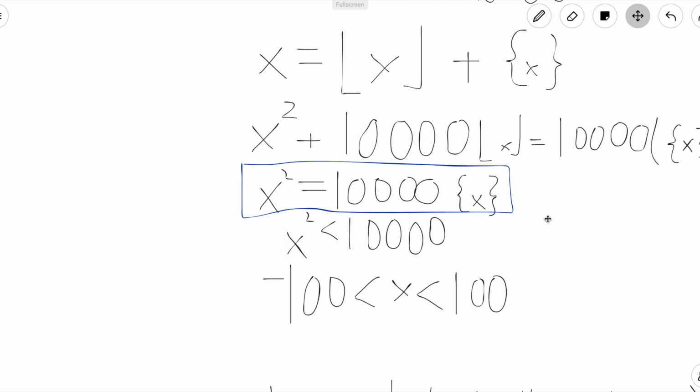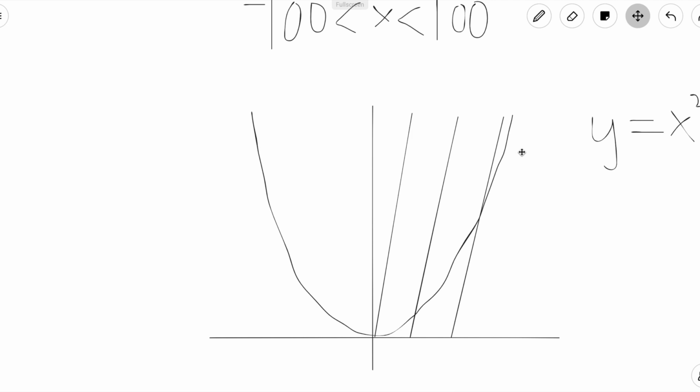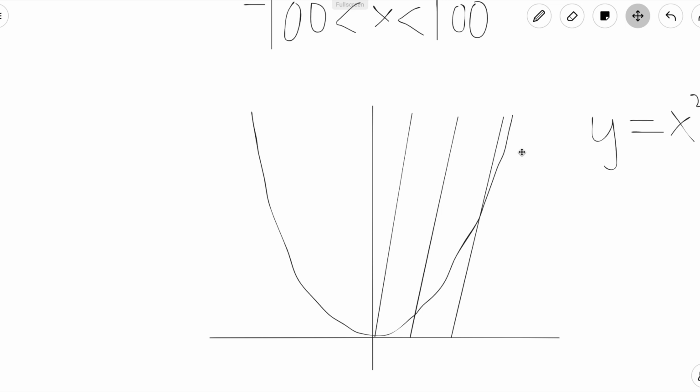So drawing the x squared is easy. You just have a parabola. But drawing the 10,000 times the fractional part of x is much harder. But basically, it turns out to be a bunch of straight lines with holes on top. So in this graph, you see the parabola, that's x squared, and you also see the lines representing 10,000 times the fractional part of x. As x goes from 0 to 1, for example, the y value will go from 0 to 10,000. As x goes from 1 to 2, same thing, 0 to 10,000, and so on.